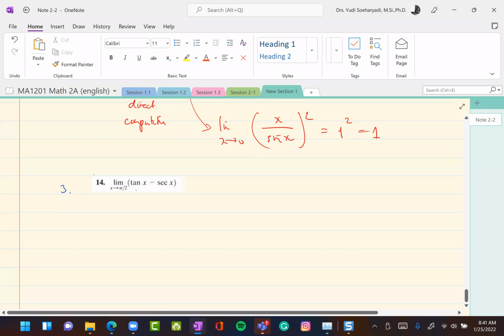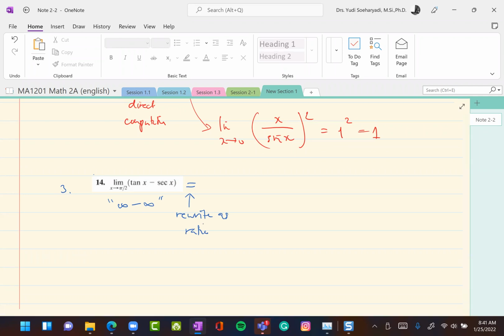When you plug in pi over 2, that's 90 degrees. Then this is 1 over cosine, and cosine of pi over 2 is 0. So let's attempt to write this down as a ratio. Once it is in ratio form, then you might want to apply L'Hopital. Tangent is sine over cosine, and this is 1, subtract 1 over cosine.